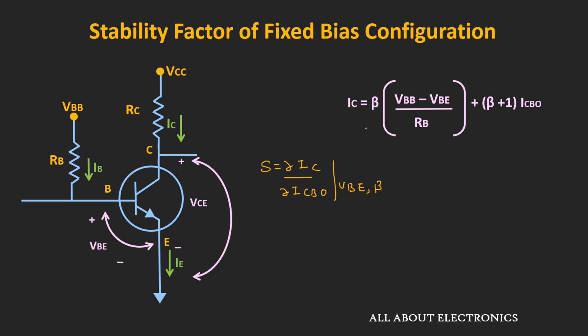That means whenever we differentiate this expression with respect to ICBO, then the first term will become 0. That means del IC divided by del ICBO is equal to 0 plus beta plus 1. That means for the fixed bias configuration, the stability factor S is equal to beta plus 1.